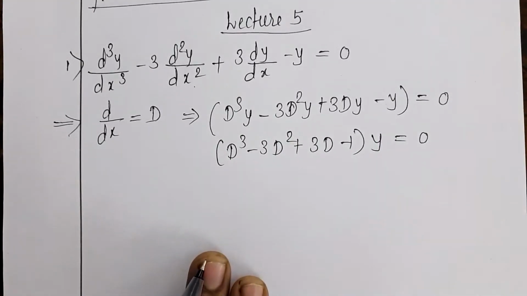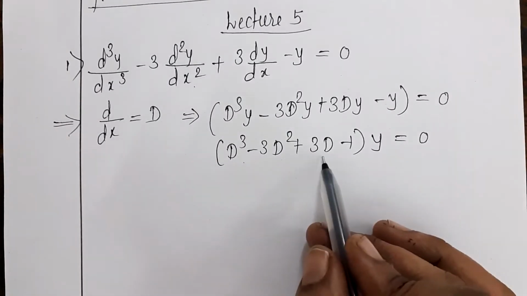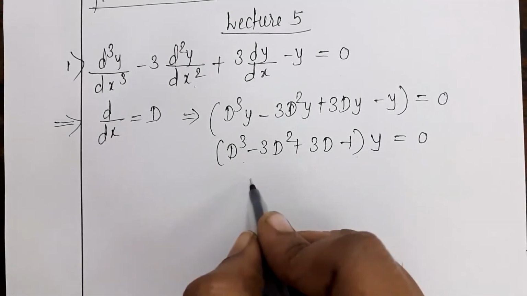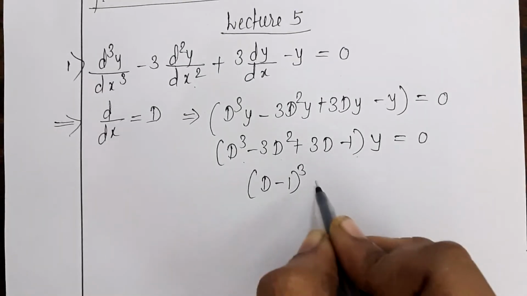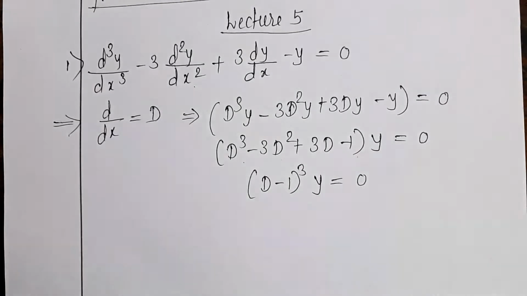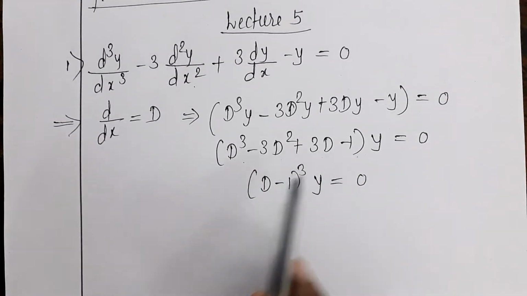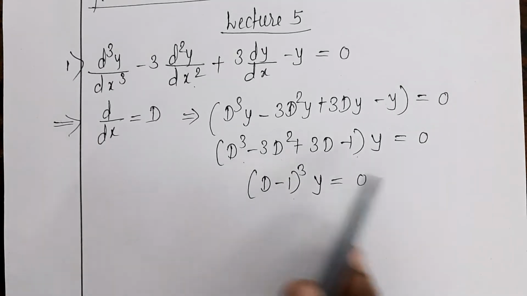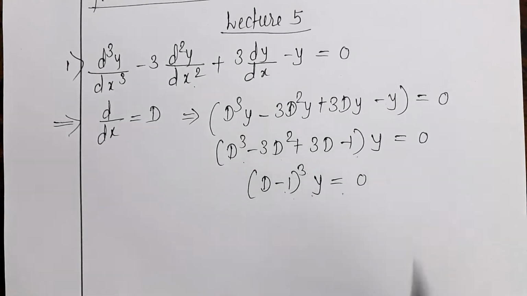Now this is a standard formula. If we observe it carefully, it is a cube minus 3a square b plus 3ab square minus b cube. So this is nothing but (D minus 1) whole cube multiplied by y is equal to 0. So what are the roots? As it is a standard result, that's why we are substituting the formula. Otherwise we have to go by using synthetic division method. So (D minus 1) whole cube into y is equal to 0.